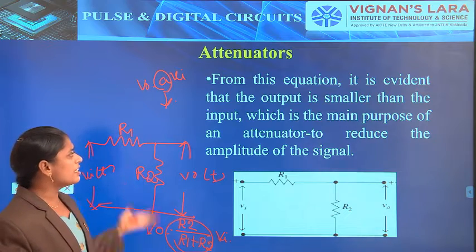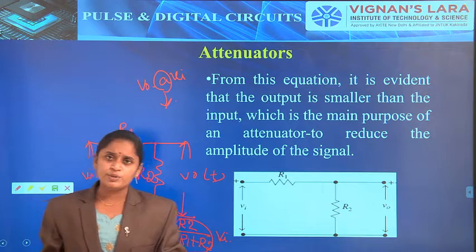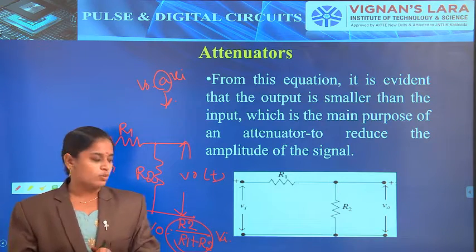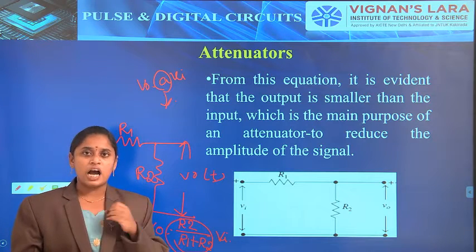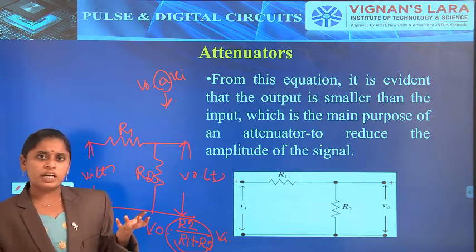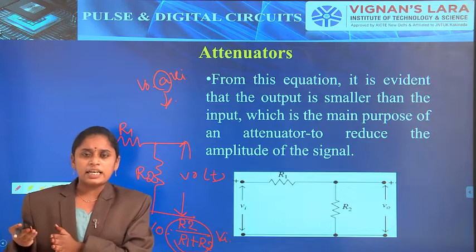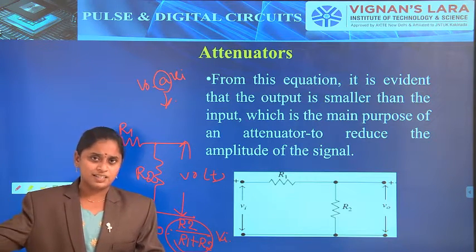So this is about the general attenuator circuit. The main purpose of an attenuator is simply to reduce the amplitude of the given signal. But in practice, with a resistor network only, we can't build an attenuator. Why? Because any attenuator may be given to another circuit. So simply we can say that the attenuator output is connected to the input of the other circuit.